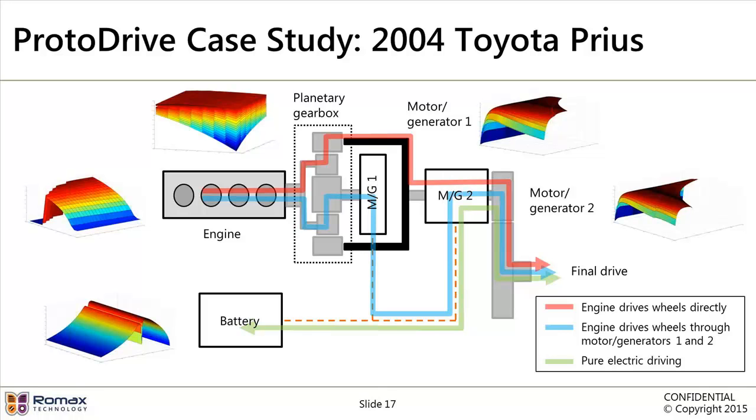So just to give you an indication of the simulation speed, the drivetrain simulation for this model runs in less than 10 seconds. And to run the entire simulation, including the component efficiency models and calculating all the efficiency maps as well, takes less than a minute. So now I'm going to show you some results from this case study.